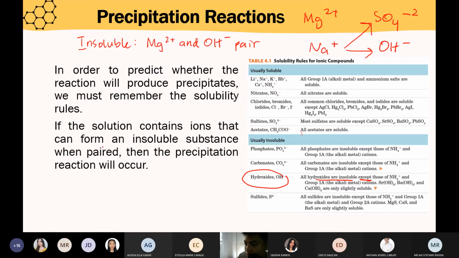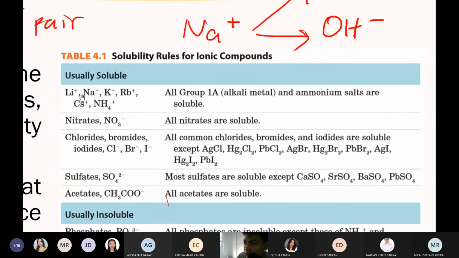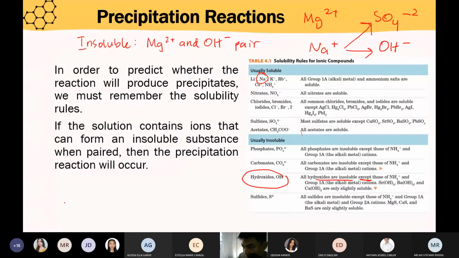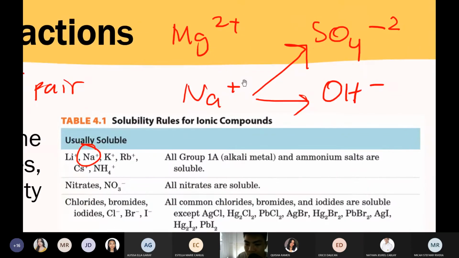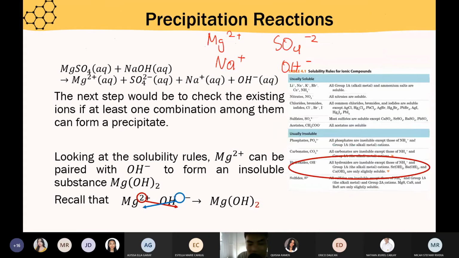Tignan natin kung may rule about sodium. May sinabi ba about sodium? Ayun, Na+. Okay. Ano sinabi about sodium? All group 1 are soluble. So, wag mo na i-check kasi soluble daw ito, pati yun. Kasi you have sodium. As long as you have sodium, they will always be soluble. Okay? So, basically, ang insoluble lang sa ating apat na ions ay kapag pinag-pair mo yung magnesium and hydroxide.